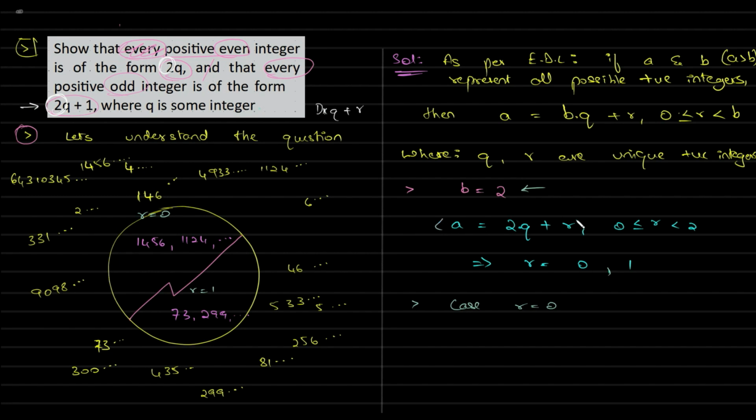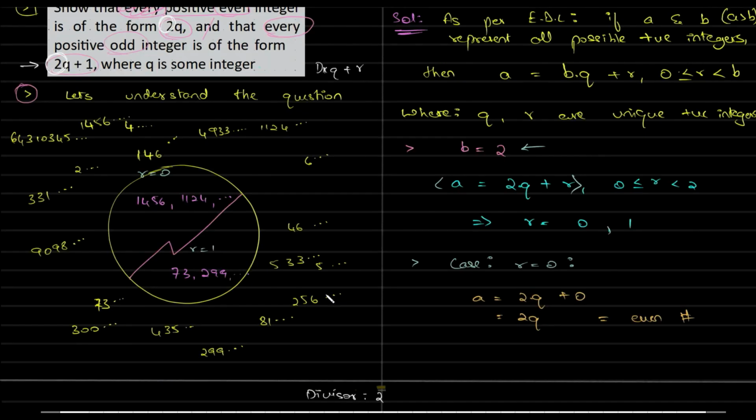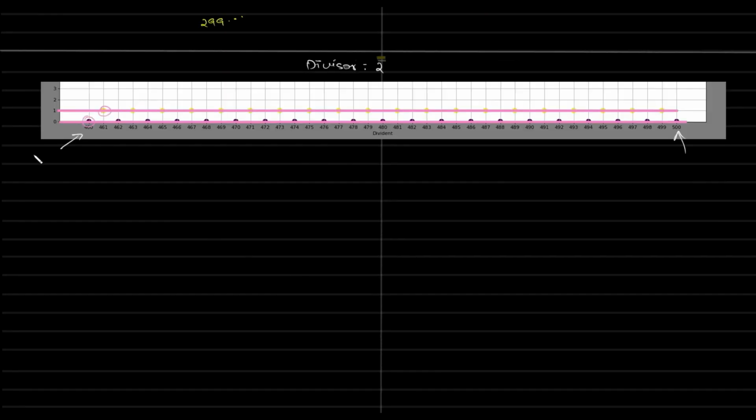What happens to this equation with these possible scenarios that we are trying to observe? We're just following the maths, nothing else. So here a will be equal to 2 into q plus 0. That is 2 into q. But we know that 2 into anything will be an even number. So this represents an even number. So when we took remainder 0, that represented an even number. Again, we're just following the maths. Don't think too much.